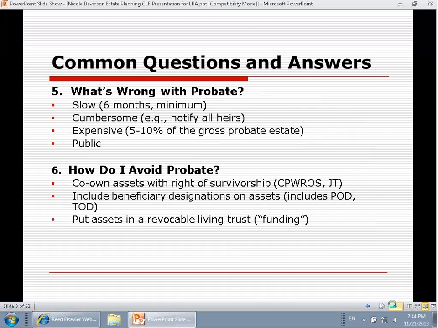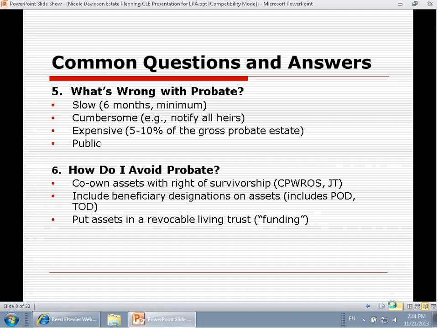What's wrong with probate? Why is it something that most people would want to avoid? It's very slow. 6 months I put here as a minimum. I've gotten a few people through in that amount of time, but more likely it's going to be 9 to 12 months. And again, that's for a small estate. It could be 2 years plus if it's an estate in excess of the estate tax exemption amount, or if there's litigation. The second problem with probate is that it's cumbersome.